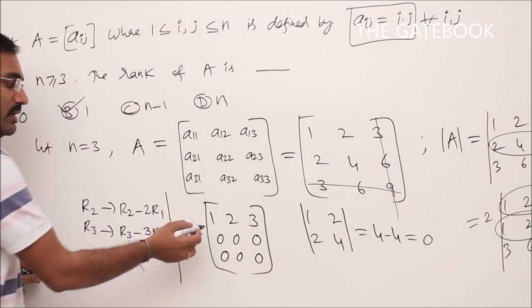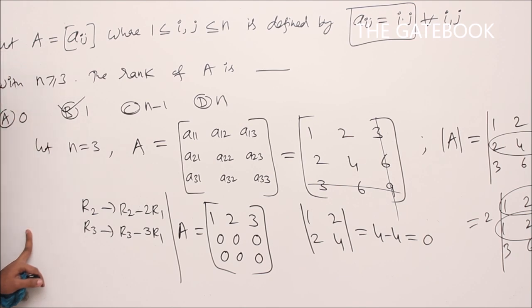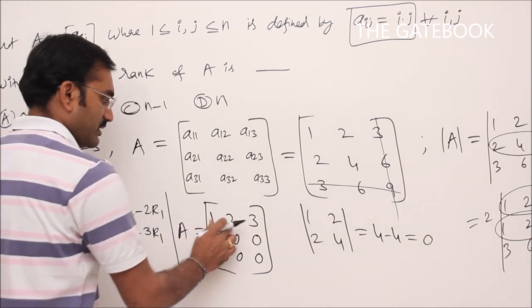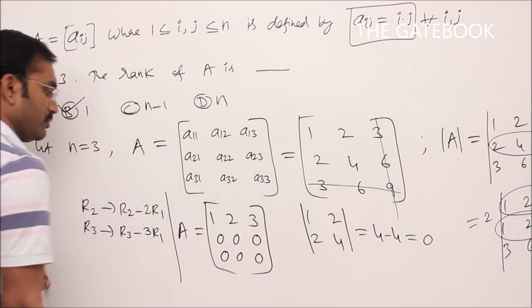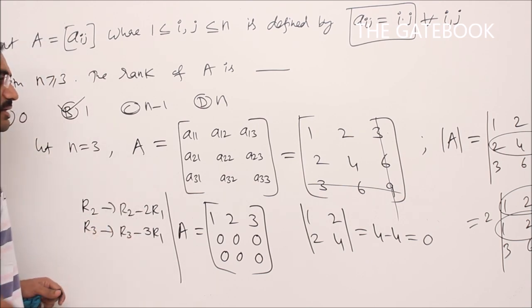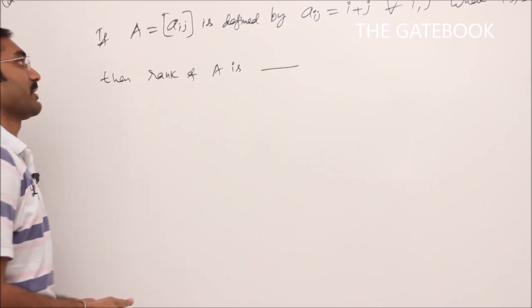So therefore, rank in echelon form is equal to the number of non-zero rows. There is only one non-zero row, that is the first row. Therefore, rank is equal to 1. That is the second method to find rank of that matrix. Next problem on rank.